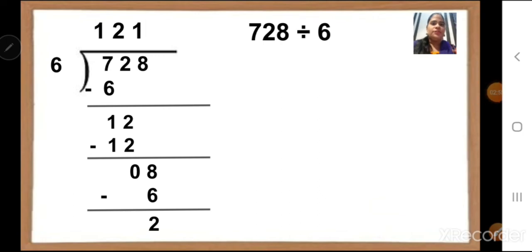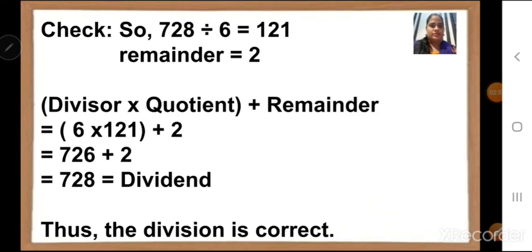After this, we have to check our answer. Okay, right here. So 728 divided by 6 is equal to 121 and remainder is equal to 2. Then write the formula: divisor into quotient in bracket plus remainder. Okay. Then substitute. Divisor is equal to 6 multiplied by 121. Put the brackets plus 2.